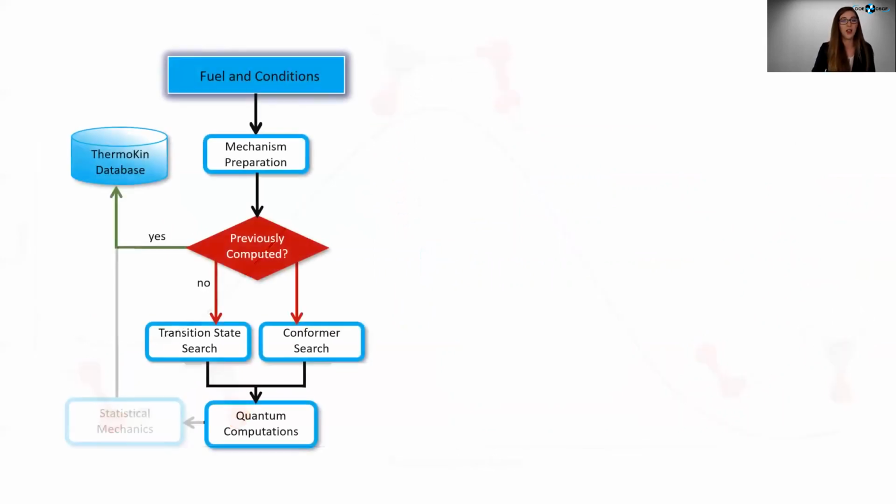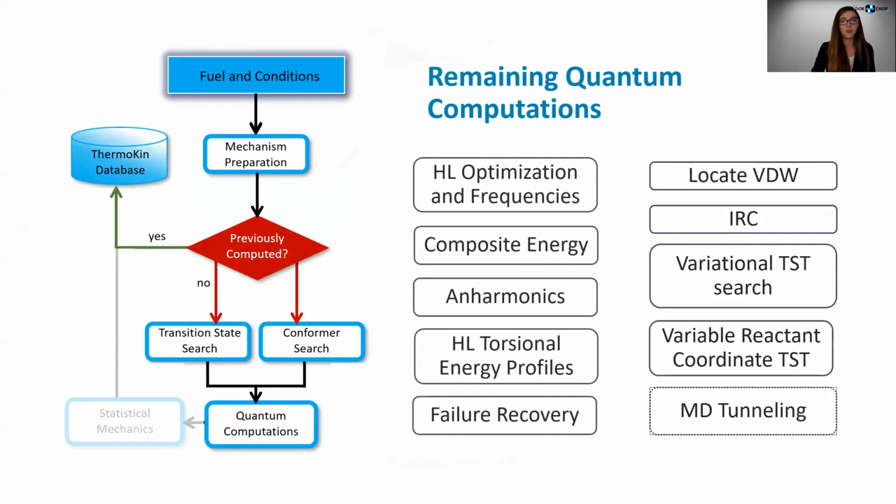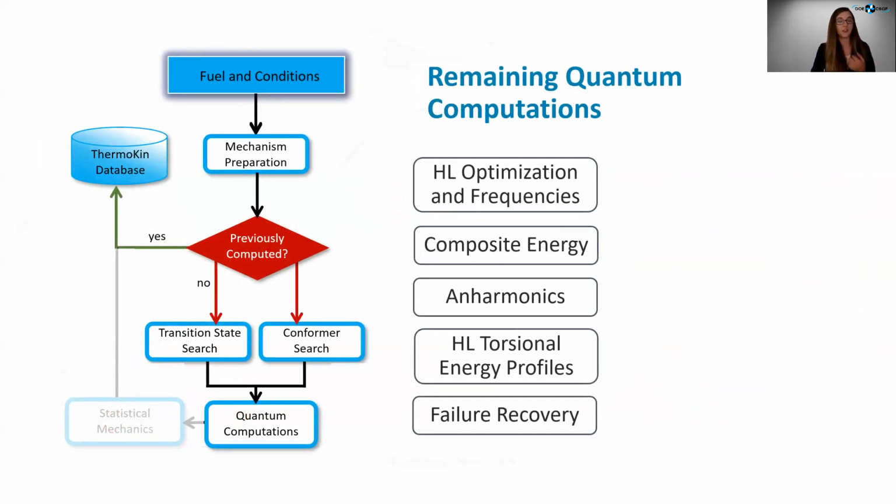And we have most of the information we need to model this reaction. Then some extra quantum computations we might do is get higher level geometries, higher level frequencies. We might do these extrapolation or composite techniques to get good electronic energies.